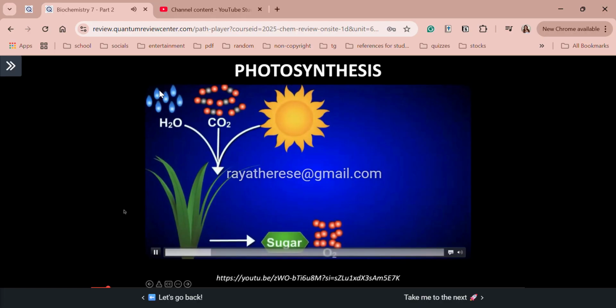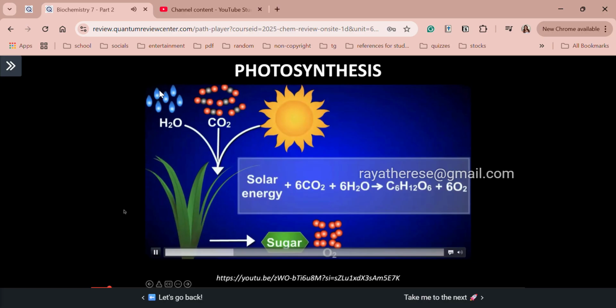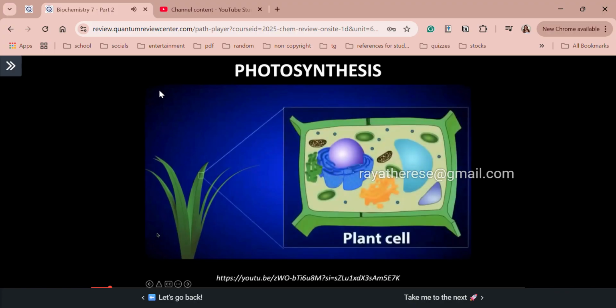These photosynthetic reactions are typically written as a chemical formula. Solar energy plus 6 carbon dioxide molecules plus 6 water molecules react to produce 1 glucose molecule and 6 molecules of oxygen. To better understand the reactions of photosynthesis, let's take a closer look at the leaves of this plant. If we zoom in on one photosynthetic plant cell, we can see the chloroplast, where the reactions of photosynthesis occur.